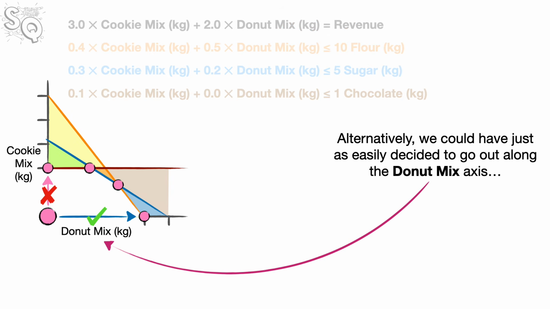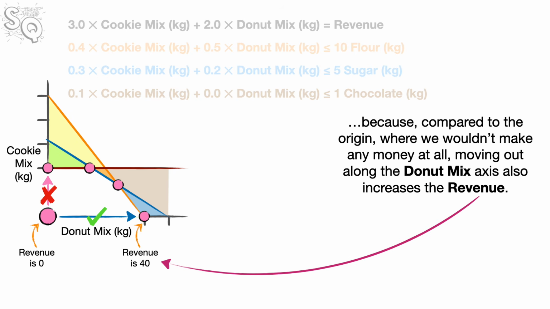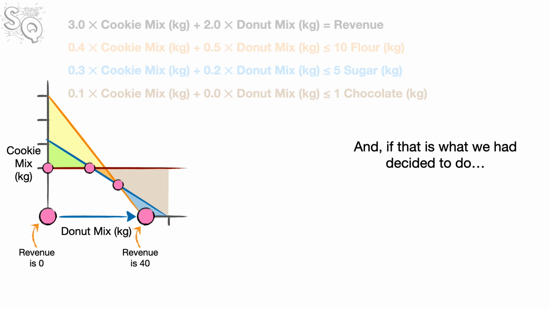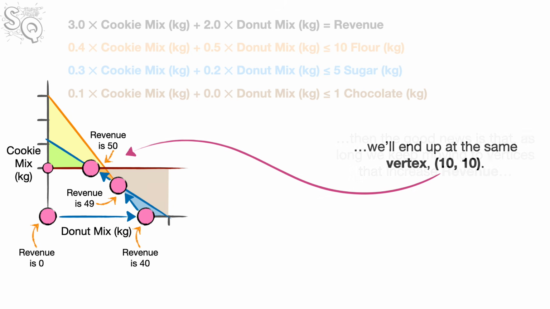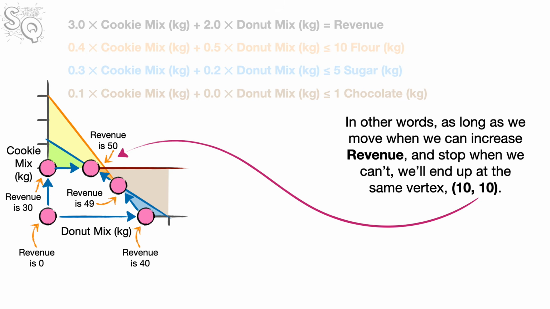Alternatively, we could have just as easily decided to go out along the donut mix axis. Because, compared to the origin, where we wouldn't make any money at all, moving out along the donut mix axis also increases the revenue. And if that is what we had decided to do, then the good news is that as long as we keep moving to vertices that increase revenue, we'll end up at the same vertex, 10, 10. In other words, as long as we move when we can increase revenue and stop when we can't, we'll end up at the same vertex, 10, 10.